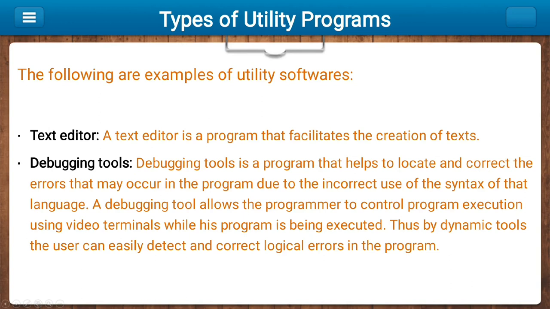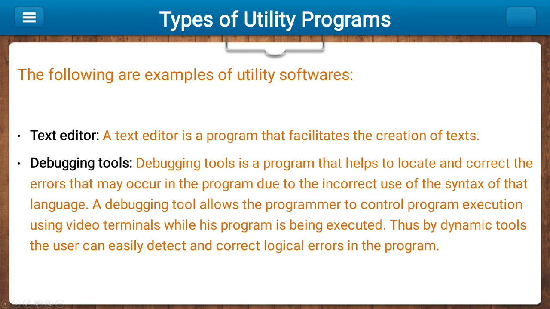Next, the following are examples of utility software. So we come to the types of utility programs. The first one, which we have already seen, is the text editor. A text editor is a program that facilitates the creation of text. We have seen different types of text editors, right? Simple text editors, then screen editors, specialized text editors. We have seen word processing, basic examples like MS Word, MS Excel spreadsheets, and PowerPoint presentations. So these come under utility software also.